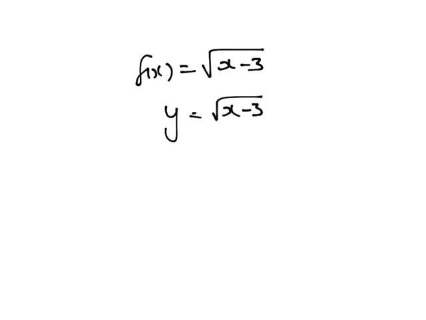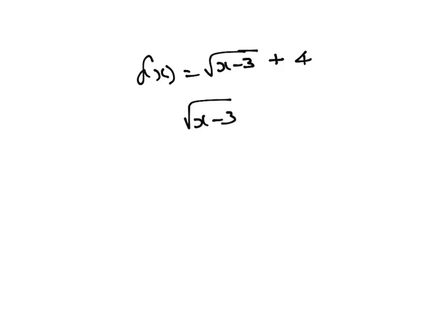So let us say f of x equal to root of x minus 3. So y equal to root of x minus 3. Again, this is always greater than or equal to 0. So the range is y is greater than or equal to 0. So it's quite easy to find.